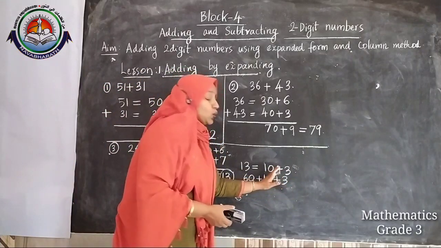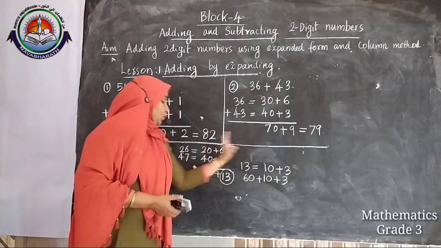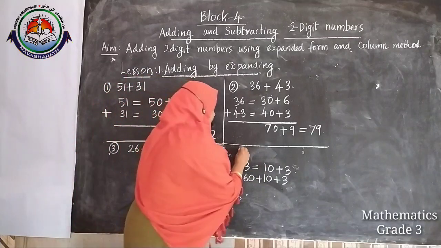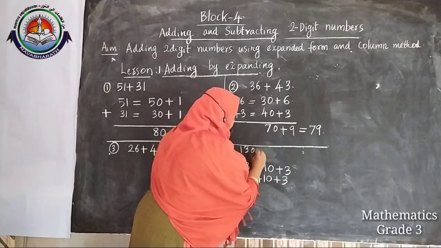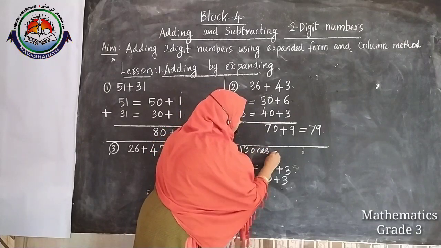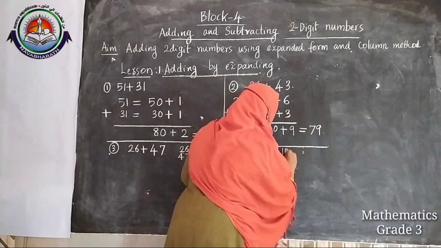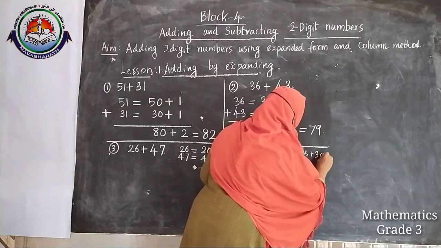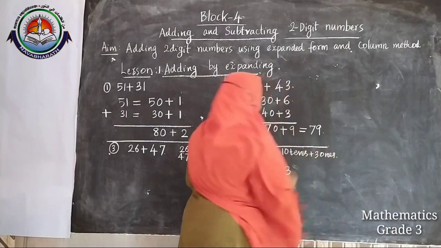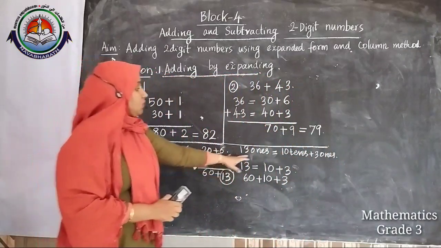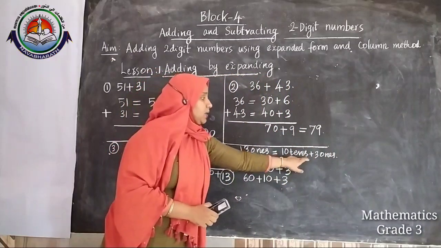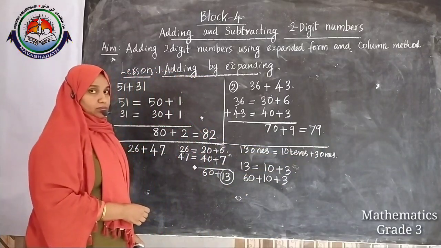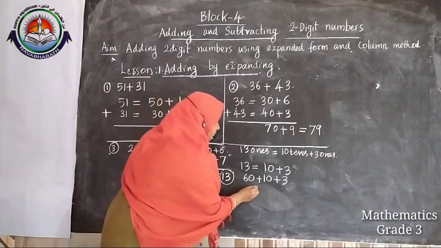That is, we regrouped this 10 to here. In the ones place there are 13 ones. 13 ones is equal to 1 ten plus 3 ones. Okay. 13 ones is equal to 1 ten plus 3 ones. Understood? Then what is the answer now?